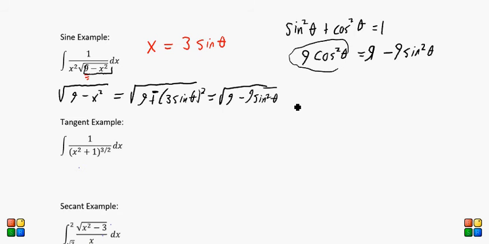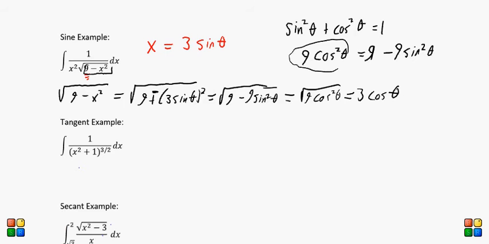This is the square root of 9 cosine squared theta. And so the main objective with the trig substitution is to get rid of that square root. If I make the substitution x equals 3 sine theta, it'll get rid of that square root, and that way it might simplify the integral to the point where we can evaluate it.